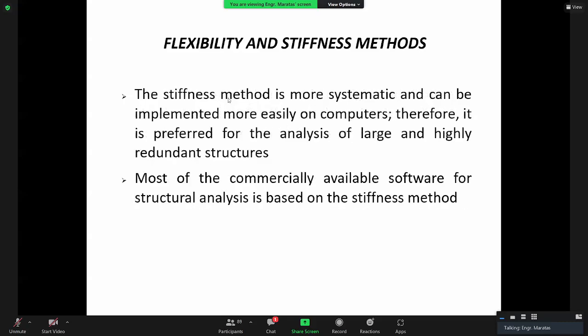The stiffness method, actually, this is more systematic, no? This is more systematic and can be implemented more easily on computers. So therefore, it is preferred for the analysis of large and highly redundant structures. Okay? So most of the commercially available software for structural analysis is based on the stiffness method. Okay? So the stiffness method is more systematic, no, compared to the flexibility method.